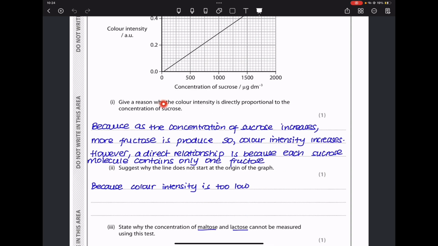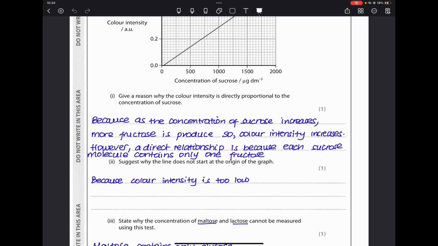Down here, they say give a reason why the color intensity is directly proportional to the concentration of sucrose. So here you say because as the concentration of sucrose increases, more fructose is produced, so the color intensity increases. However, a direct relationship is because each sucrose molecule contains only one fructose. That's why we see it increases by the same magnitude.